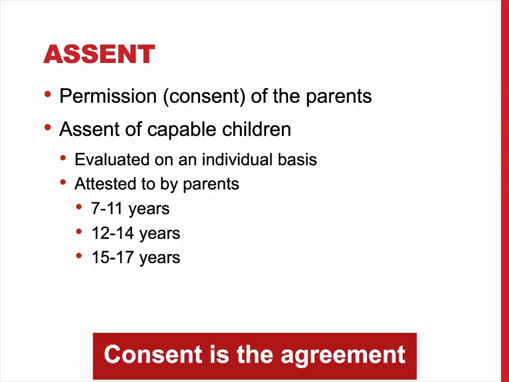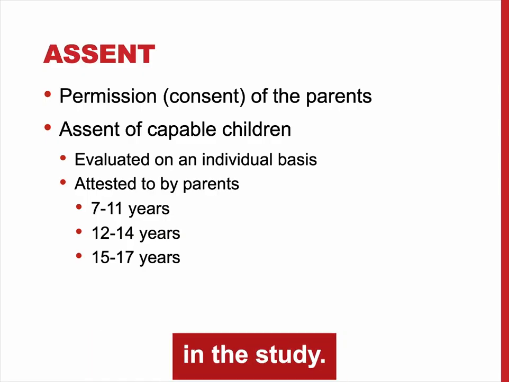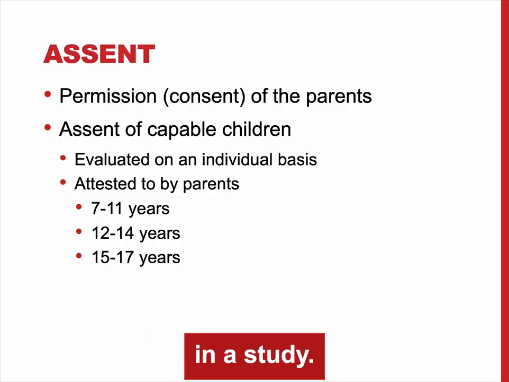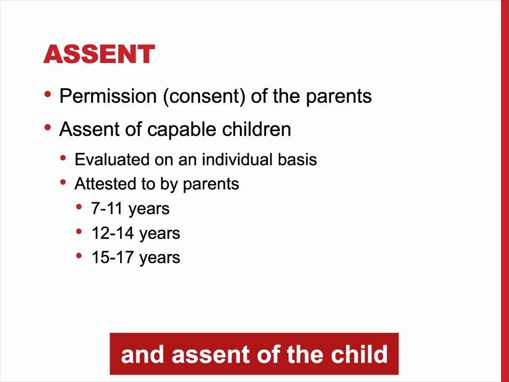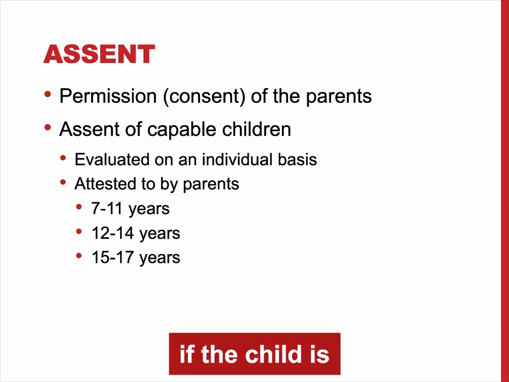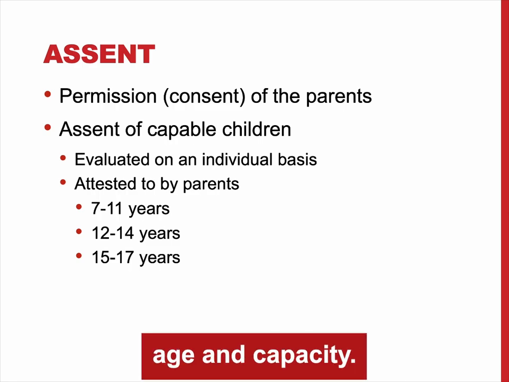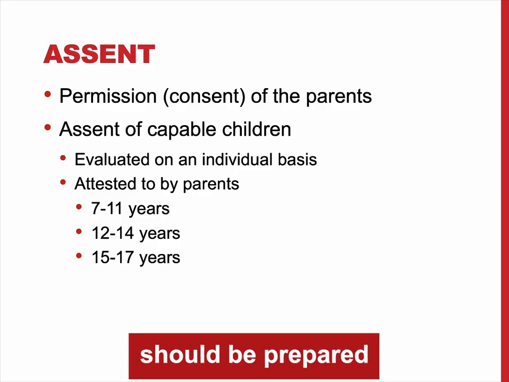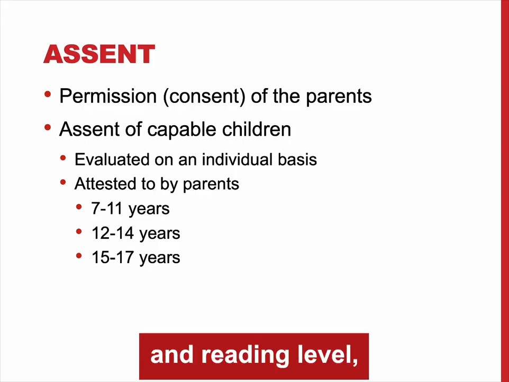Consent is the agreement of an adult to participate in the study. Assent is the agreement of a child to participate in the study. For a child to participate in a study, both parental permission, consent, and assent of the child are required if the child is of decision-making age and capacity. The capacity to assent should be evaluated on a case-by-case basis. Separate assent documents should be prepared for each age category and reading level, usually in the 3 broad age categories above.